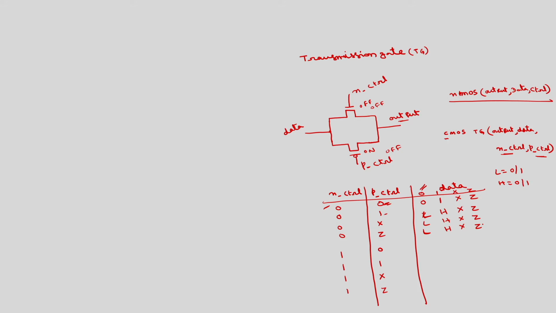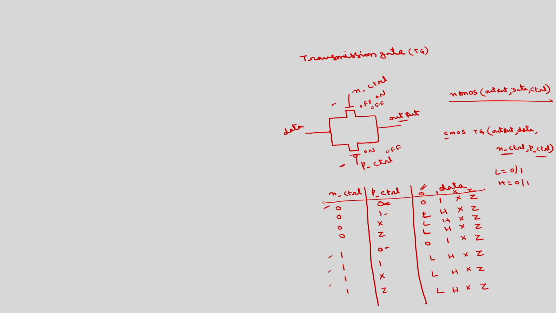On the other hand, if control signal N control is 1, in all the cases this is on, whereas if P control is 0, this will be on. So, both will be on. Both on means the output follows data: 0, 0, 1, x, z. If both are ones, then this will be off, this will be on, so the data will follow L H x z. Similarly, here also L H x z. This is how we can explain the operation of this transmission gate.